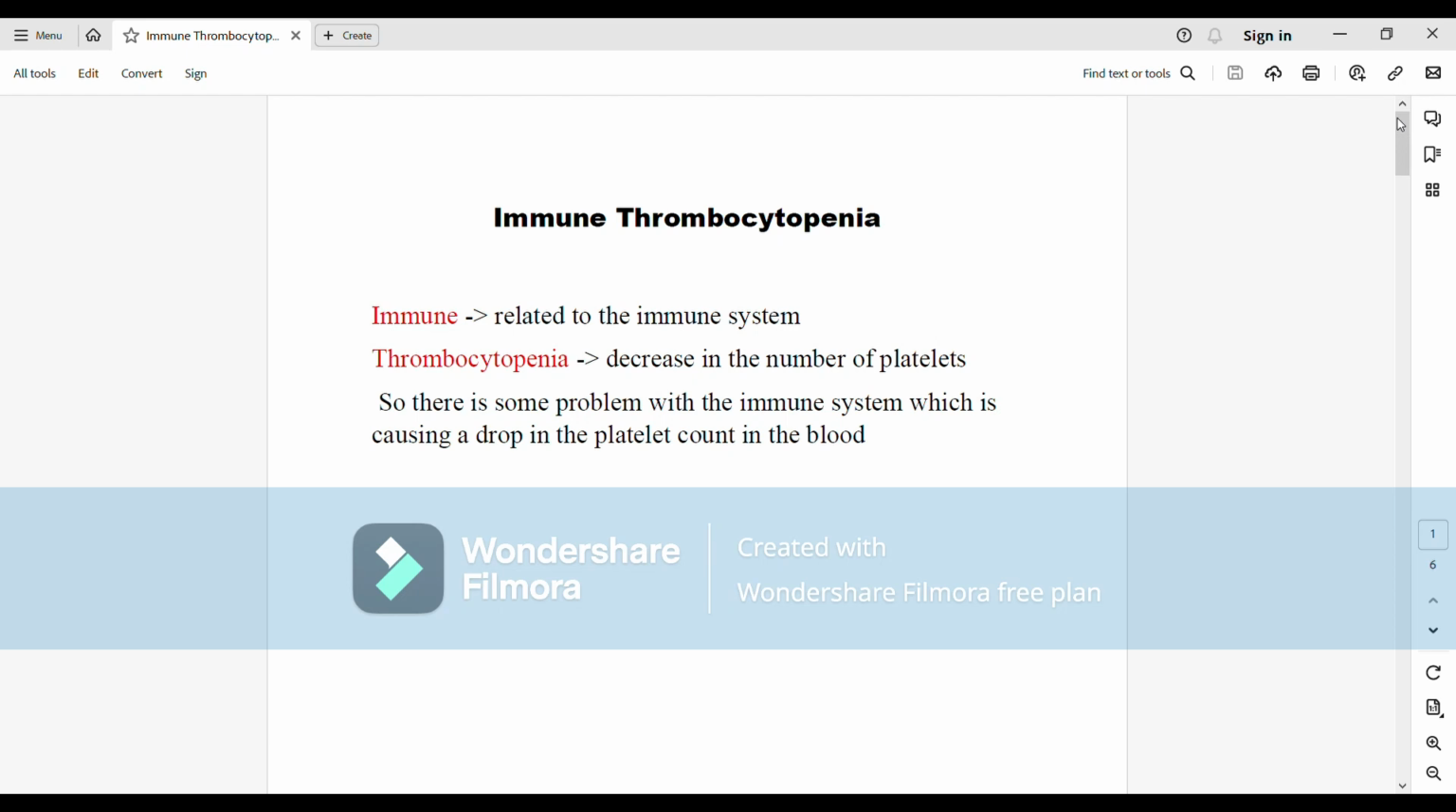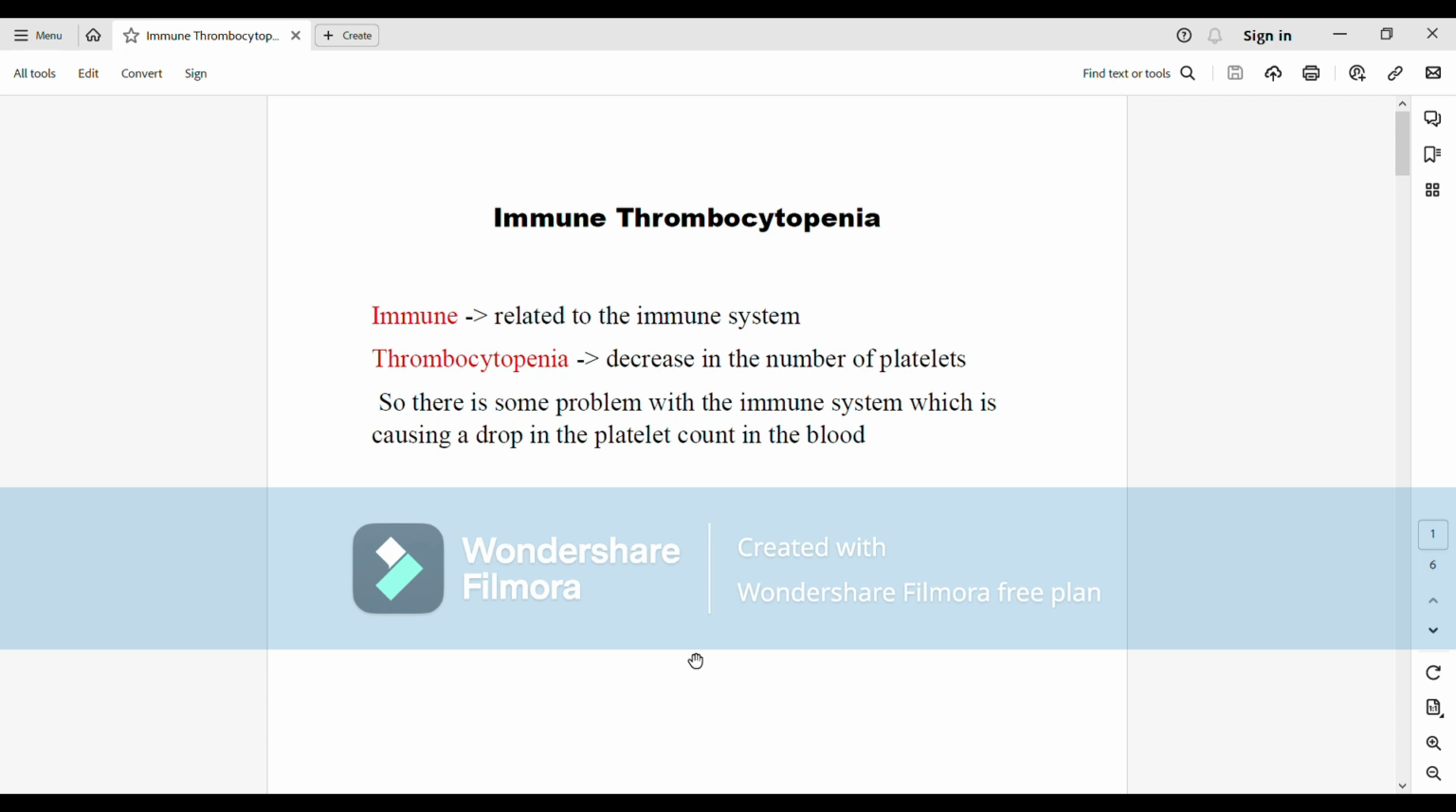So today we will be learning about immune thrombocytopenia. This is a very simple and easy topic. We will start with what it means. Immune means it is related to the immune system. So thrombocyto stands for platelets and penia means decrease. So there is a decrease in the number of platelets due to some immune process.